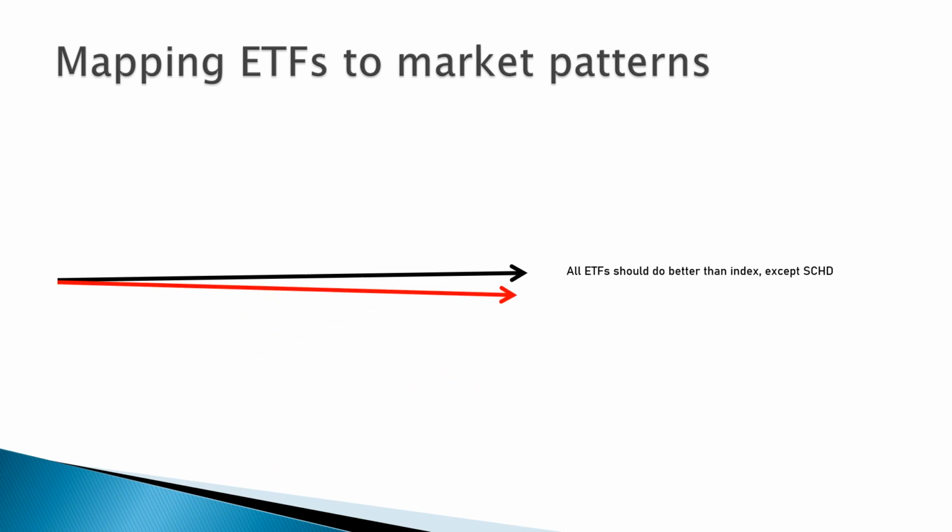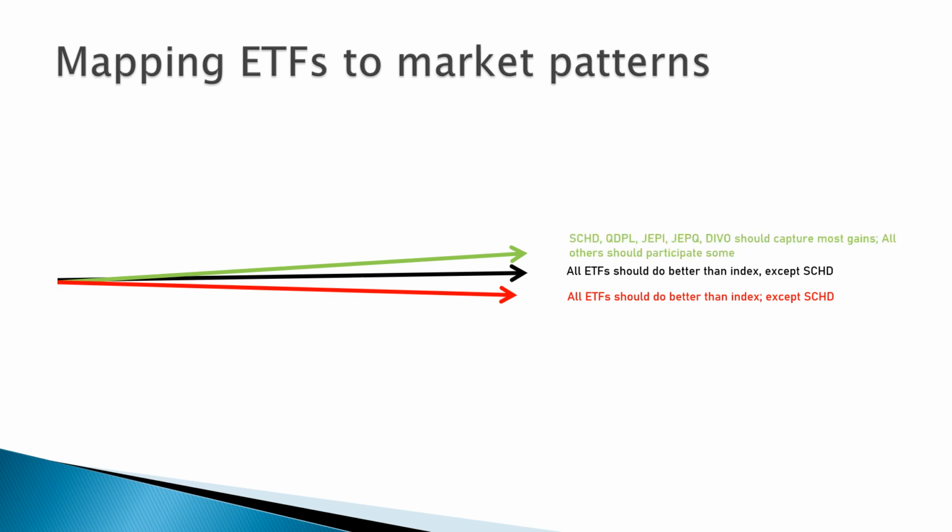If the markets are declining, I expect all the ETFs to again do better except for SCHD, because SCHD is not generating any extra income, whereas all the ETFs are. So this is the second scenario in which I expect outperformance. If the markets are rising gradually, and by gradually I'm talking less than 1% a month, many of my ETFs should capture most of the gains and all the others will participate some.